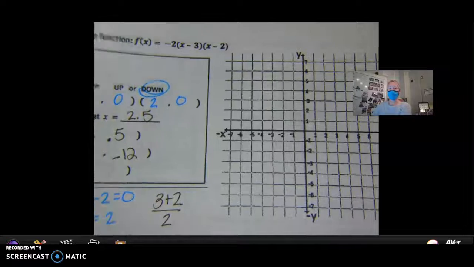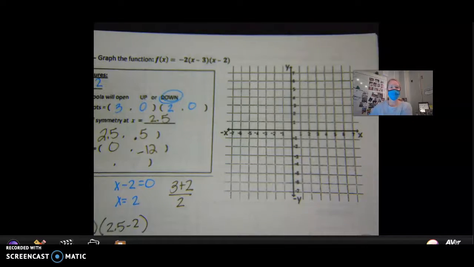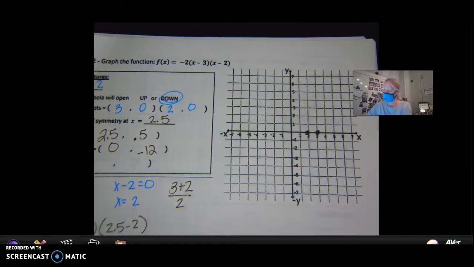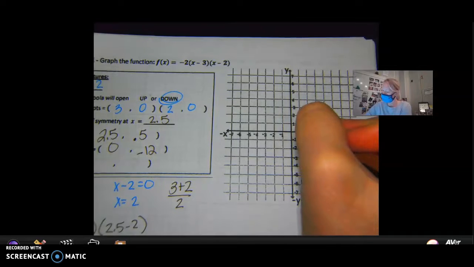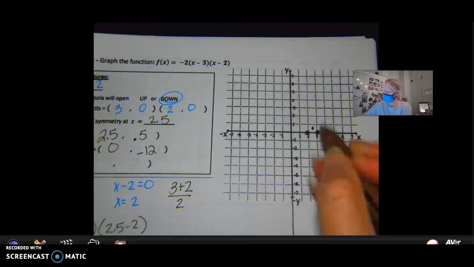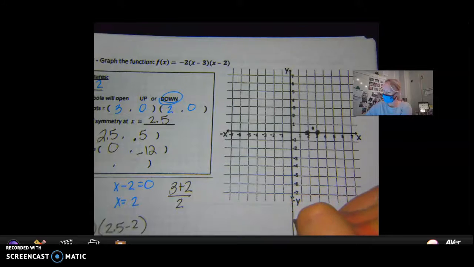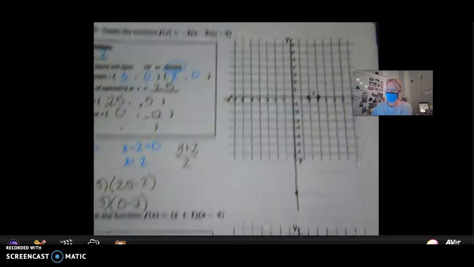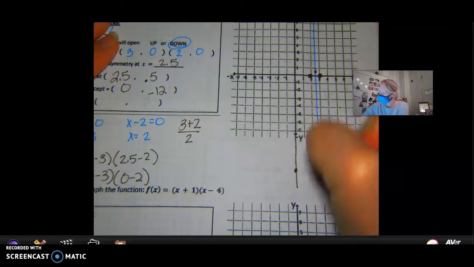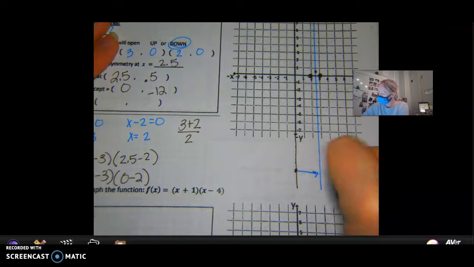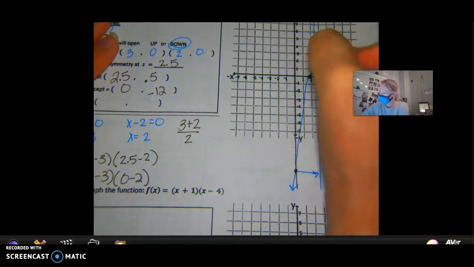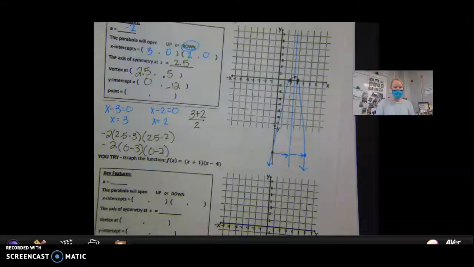Okay, let's come over here and graph all that information. We have lots of points to graph. I have a point at 3, 0. I have a point at 2, 0. I have a point at 2.5, 0.5. I have a point all the way over here at 0, -12. So -8, 9, 10, 11, 12. I have an AOS that's right here. So I can mirror image that point. And there's my parabola. Do the next 4 problems for homework.